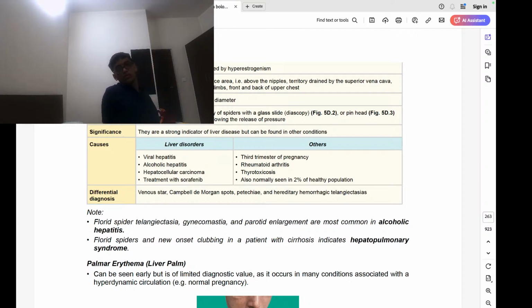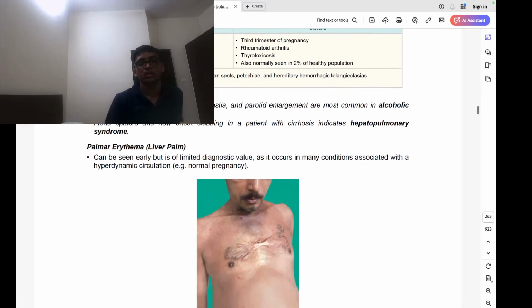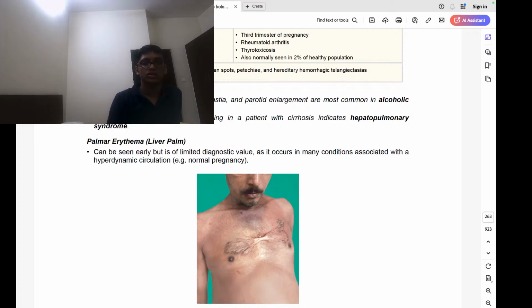Then we have differential diagnosis: venous star, Campbell de Morgan spot, petechiae, and hereditary hemorrhagic telangiectasia. Note: florid spider telangiectasia, gynecomastia, and parotid enlargement are most common in alcoholic hepatitis. Florid spiders and new onset clubbing in a patient with cirrhosis indicate hepatopulmonary syndrome. Parotid enlargement, gynecomastia, spider telangiectasia.